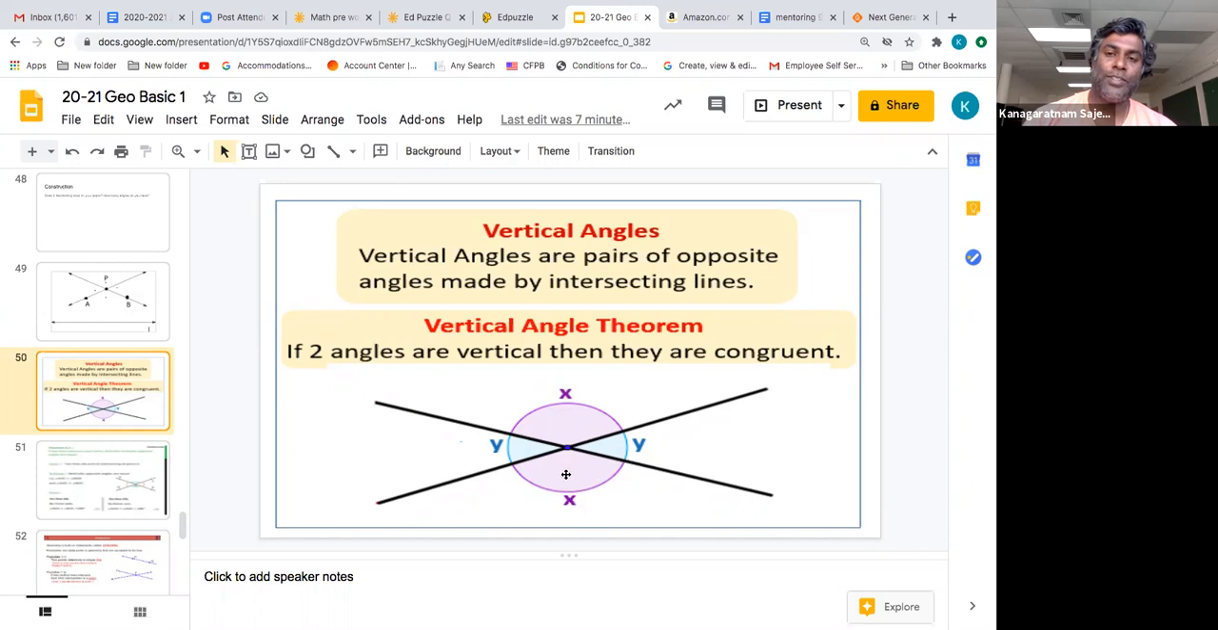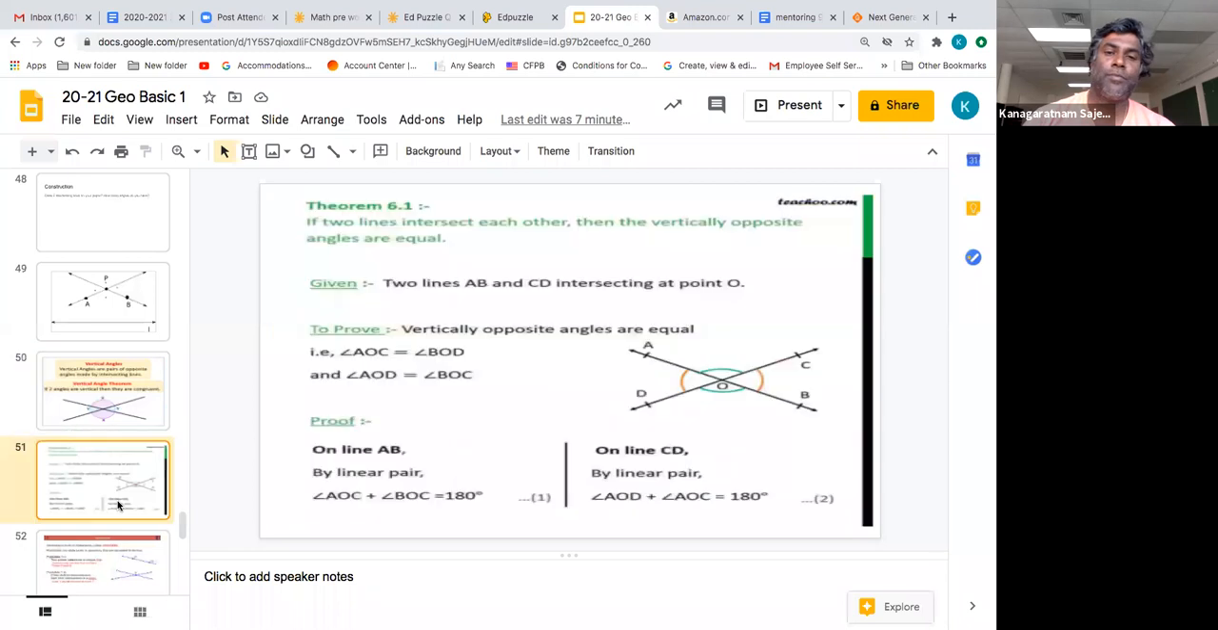Therefore, these two angles are the same, because when you add this angle plus this, it's going to be 180. The same thing if you add this angle plus this angle, it's going to be 180. So if you take away that piece, these two are the same. You don't need to worry about theorem 6.1.